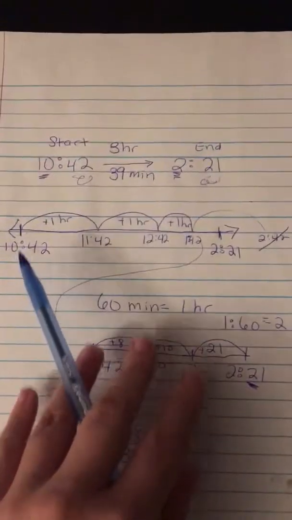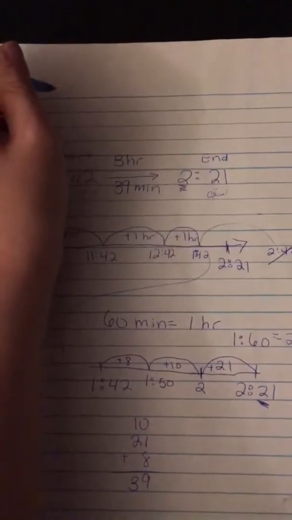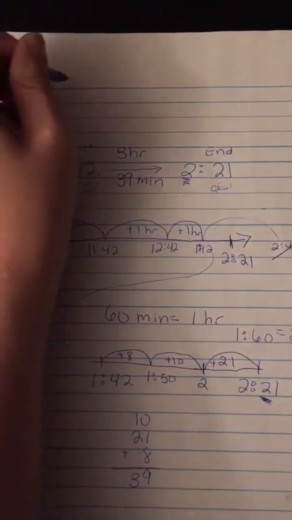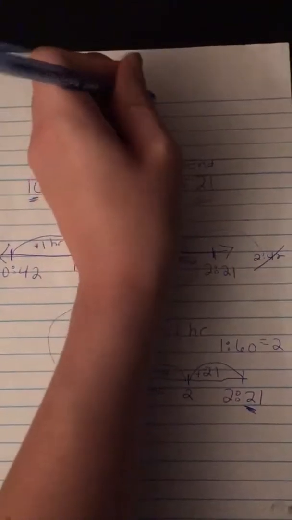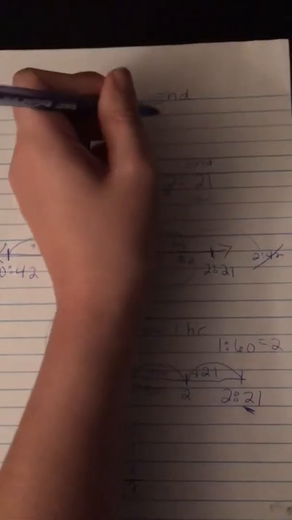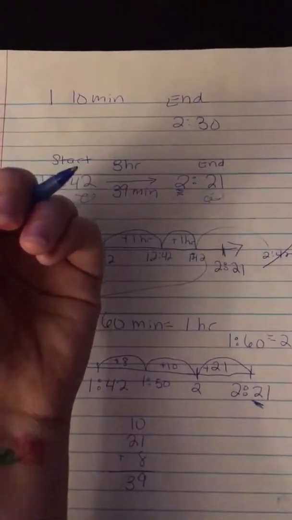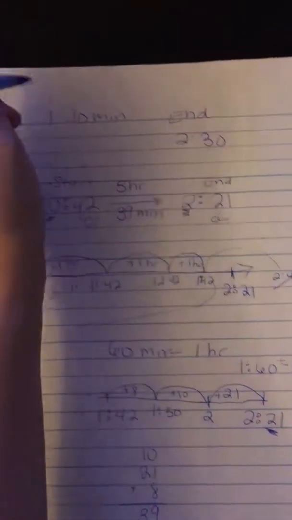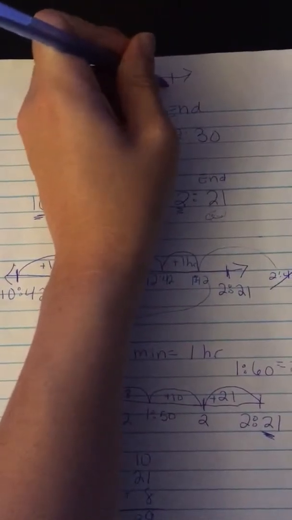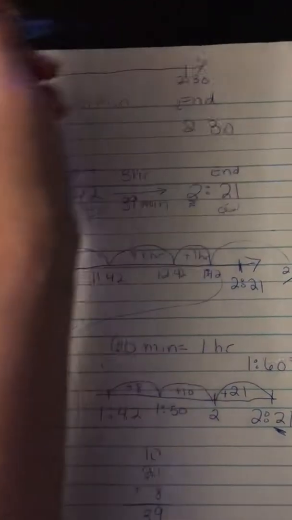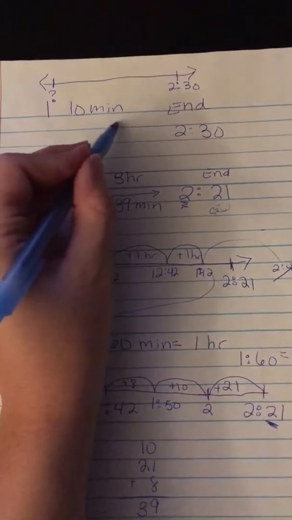Now, what'll get tricky is it'll give you a start time, or say, it'll give you the elapsed time. Say it took me 1 hour and 10 minutes to do my homework, and I ended at 2:30. You got to work backwards. Okay, that will be a hard one, and that one you just go up, you make your number line. You know your end is at 2:30. You don't know your start. You just work backwards. Okay?